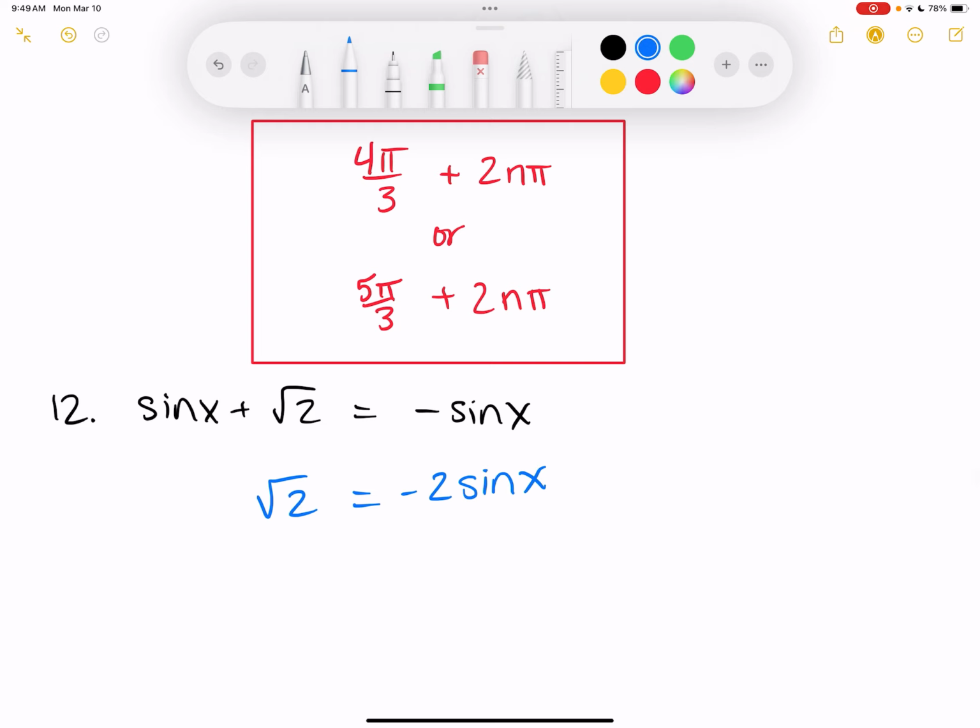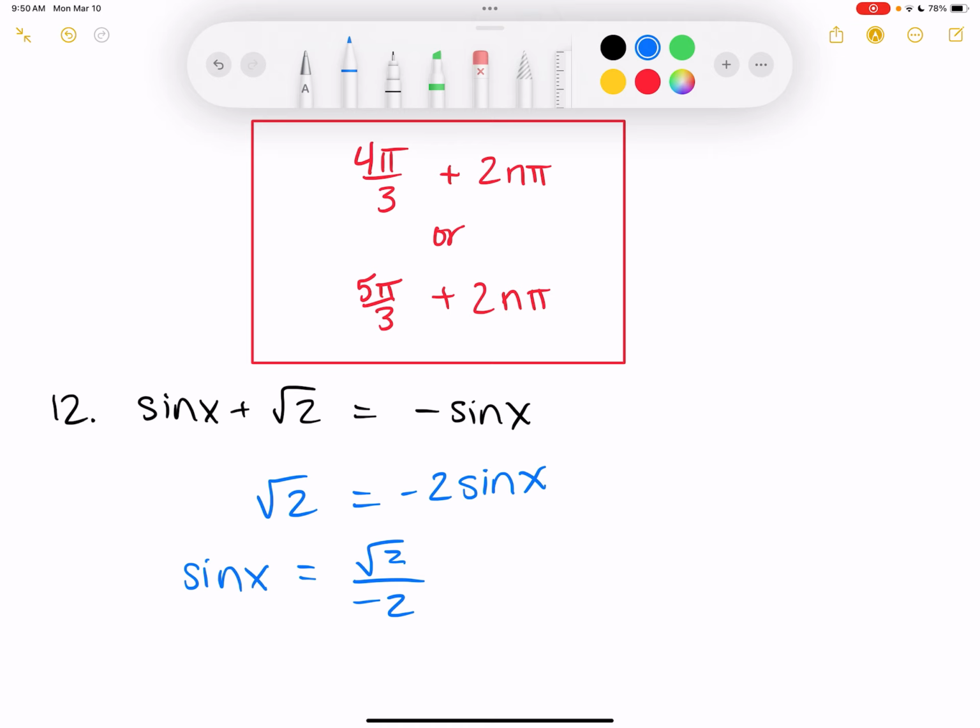Now, if you want the trig function on the left, you can invert this and put the sine of x on the left and the square root of 2 part on the right. Totally up to you. Now, how do I get sine of x by itself? Divide by negative 2. I like my trig function on the left, so I'm going to put it over here. So the square root of 2 over negative 2.